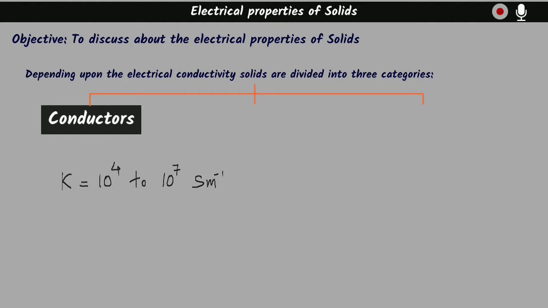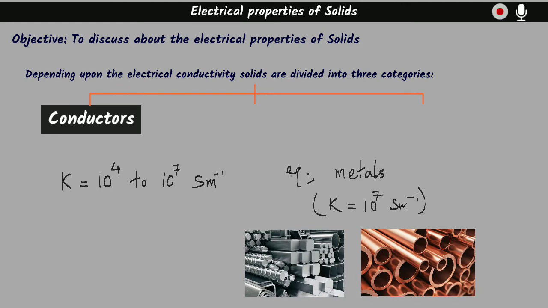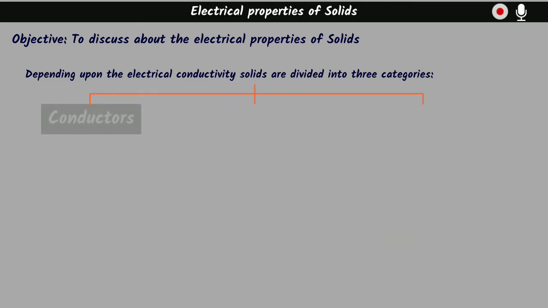So that means if a substance or a solid can exhibit a specific conductance value in this range, then that solid will be your conductor. Now coming to the second category, which is known as insulator.